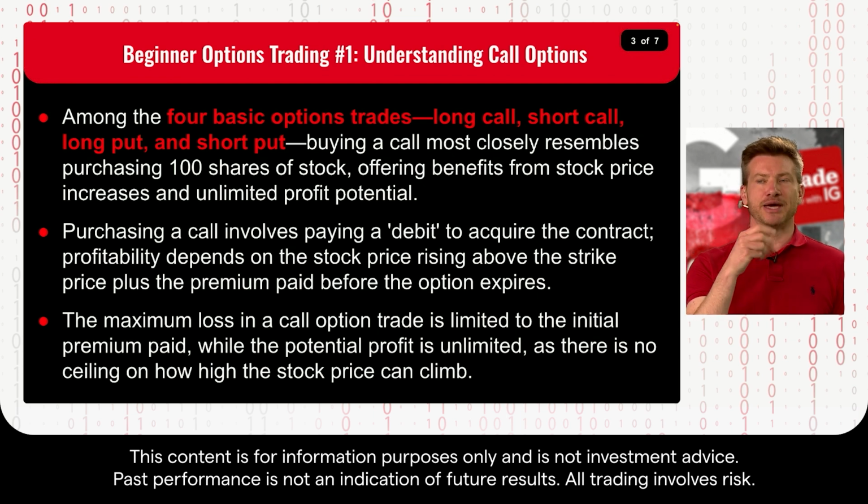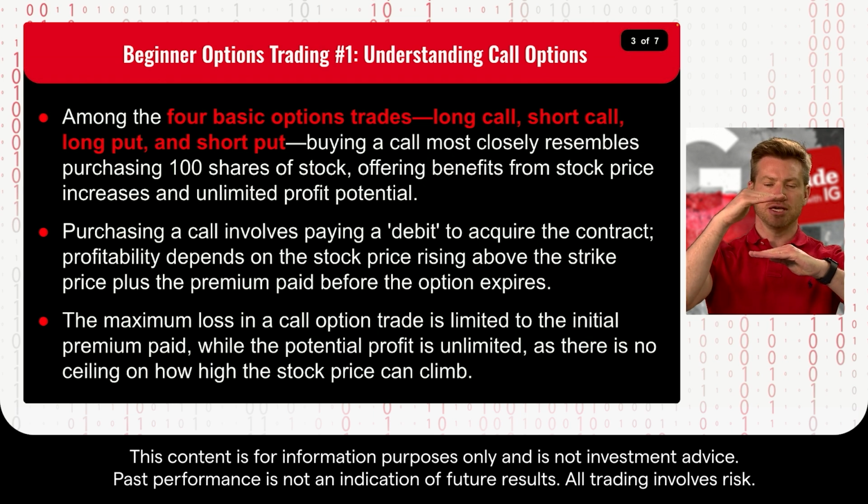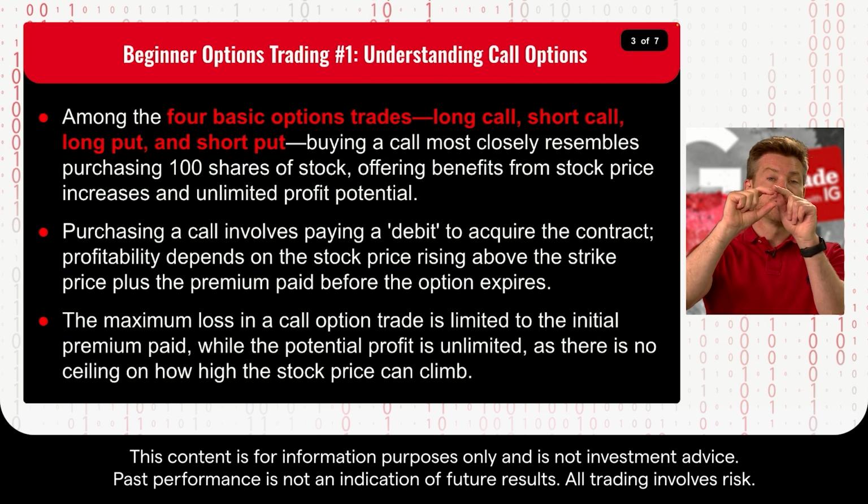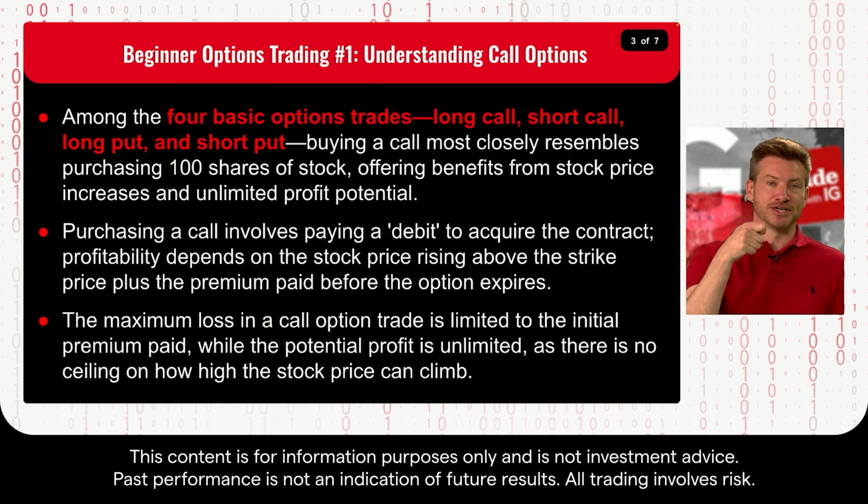Purchasing a call involves paying a debit, right? You've got to pay an entry fee into the trade to acquire the contract. Profitability depends on the stock price rising above the strike price in addition to the premium paid. Okay, so if the stock's trading down here, your strike price is here, then the underlying has to go up to your strike price. But for you to become profitable, it also has to go up and above the premium that you paid, i.e. the entry price in.